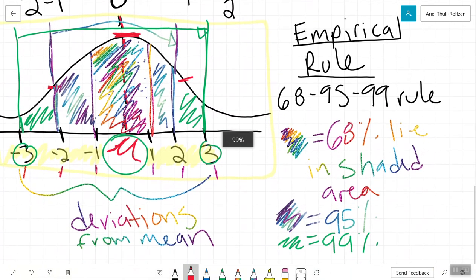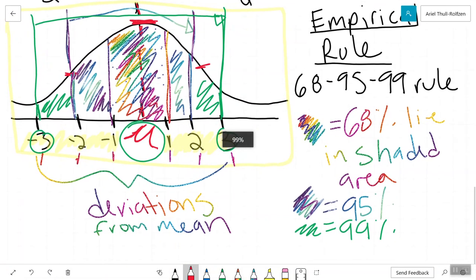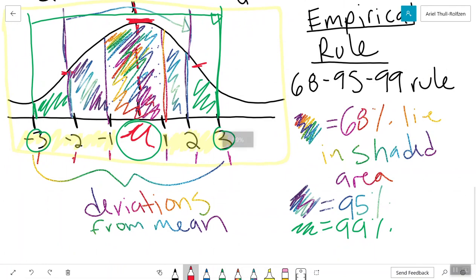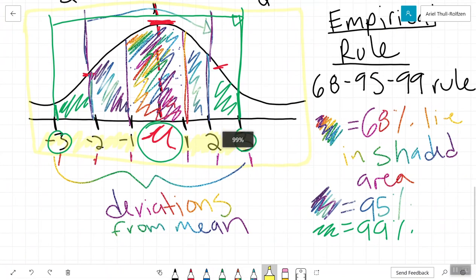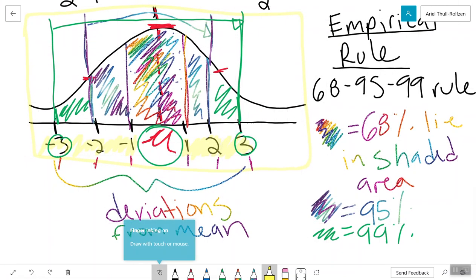We went over the empirical rule and said that 68% of our data are going to lie in this shaded area right here, 95% right here, and 99% is going to go all the way from -3 to +3.